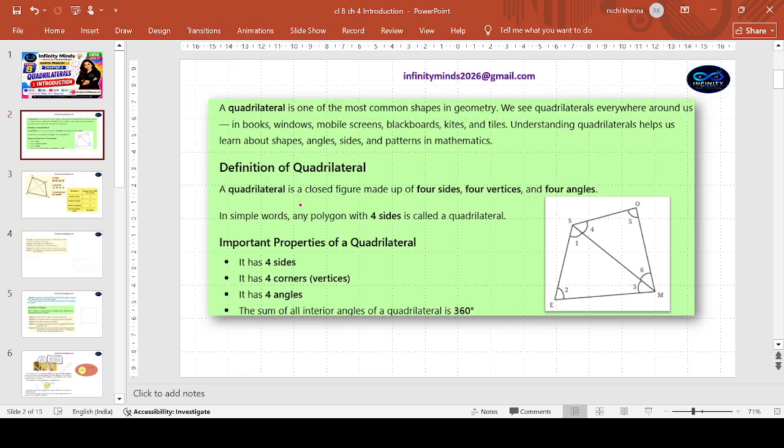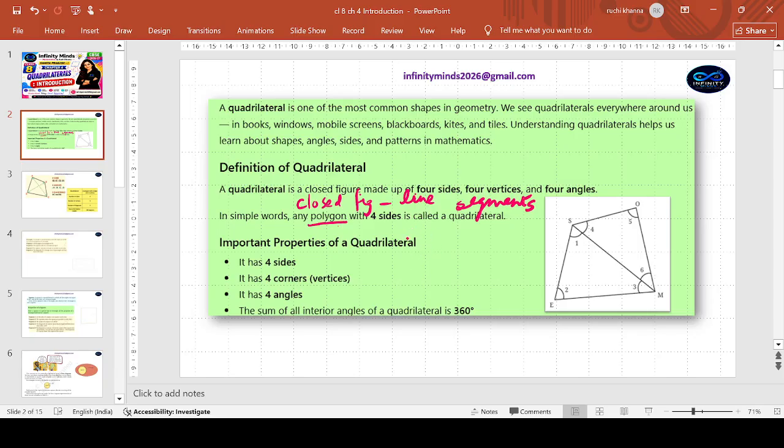Definition of a quadrilateral. It is a closed figure made up of four sides, four vertices, and four angles. In simple words, any polygon with four sides is called a quadrilateral. Now, students, first of all, let us understand what we mean by the word polygon. A polygon is a simple closed figure. It is a closed figure made up of line segments. If a closed figure is made up of line segments, it is called a polygon.